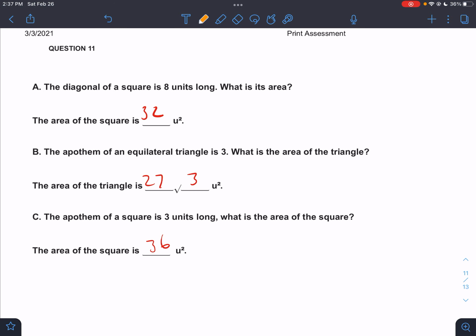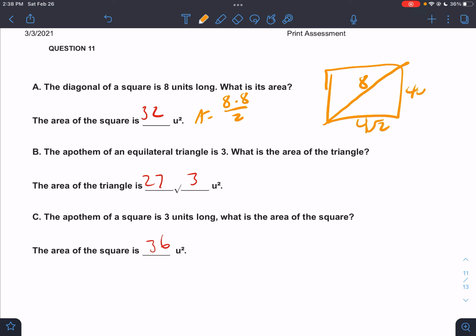The diagonal of a square is 8 units long. What is its area? You could do this 2 ways. Remember, a square is a type of kite. So you could do 8 times 8 divided by 2, right? Area would be 1/2 d1 d2. Or you could divide by root 2 and know this is 4 root 2 and 4 root 2, so area equals 4 root 2 squared. Either one, same answer. You're going to get 32.